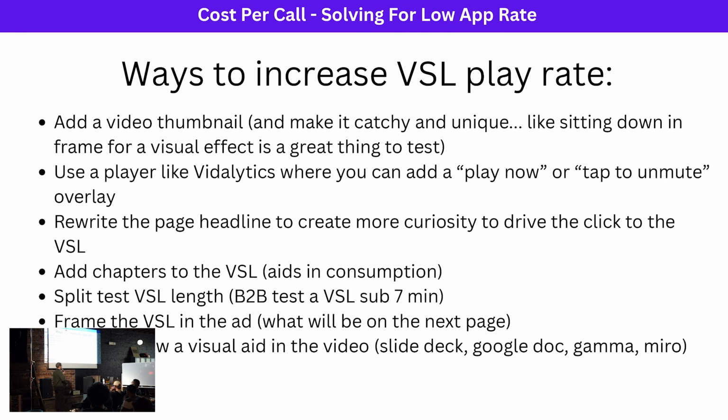So here's some ways to increase the VSL play rate. I won't go through each of them. If you want to take a quick photo of that, you can do so. Again, the deck will be sent over to y'all. But this one, which I'll go over in a sec, using an actual visual aid, love doing that one.